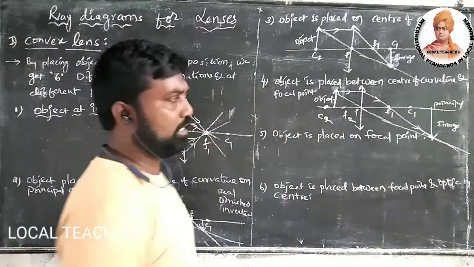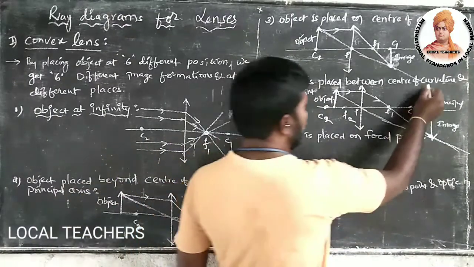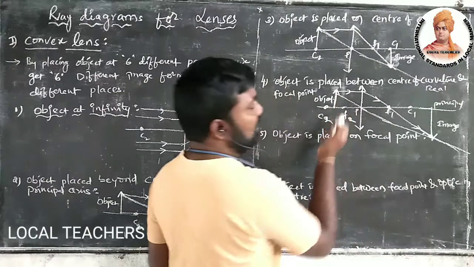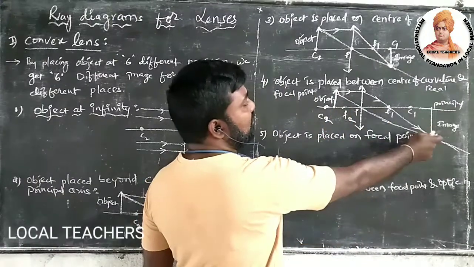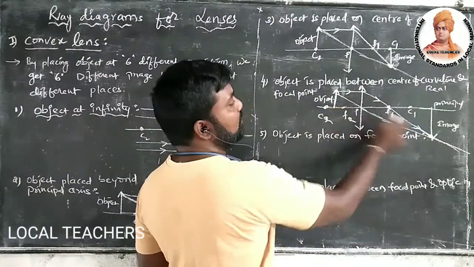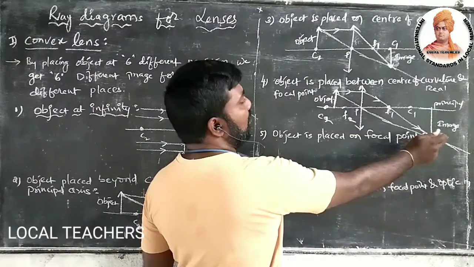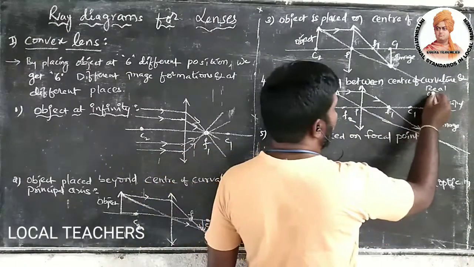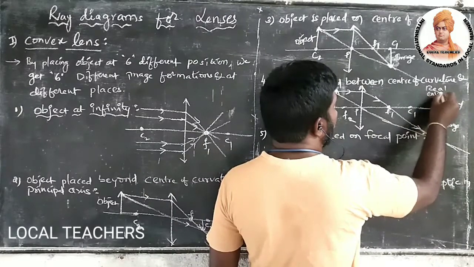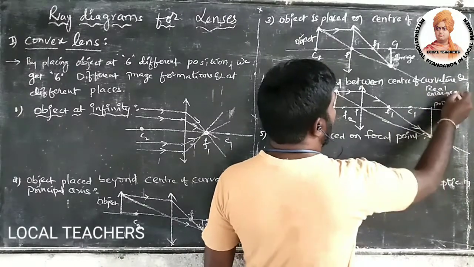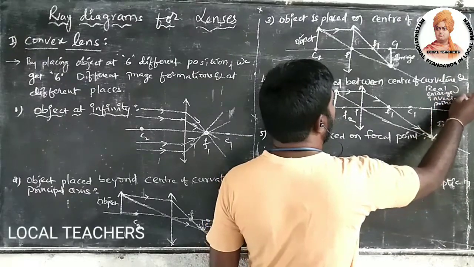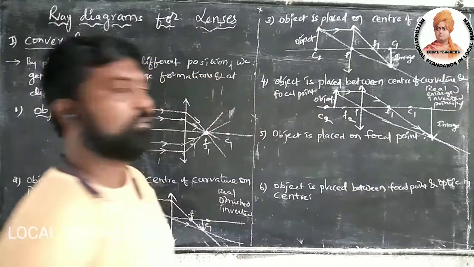Observe the image carefully. It is a real image, but the size of the image is enlarged compared to the object. The image height is more than the object height. So we got an enlarged image, and it is also an inverted image.